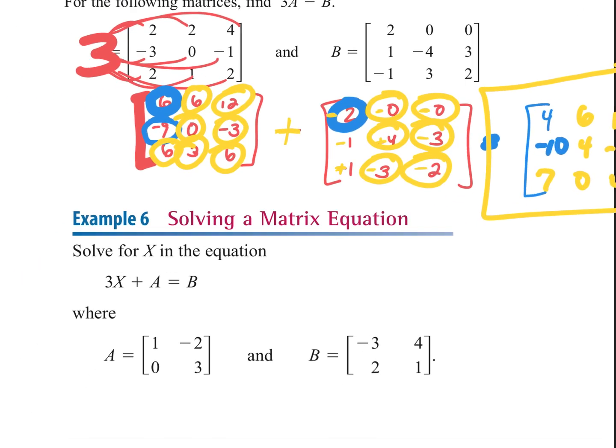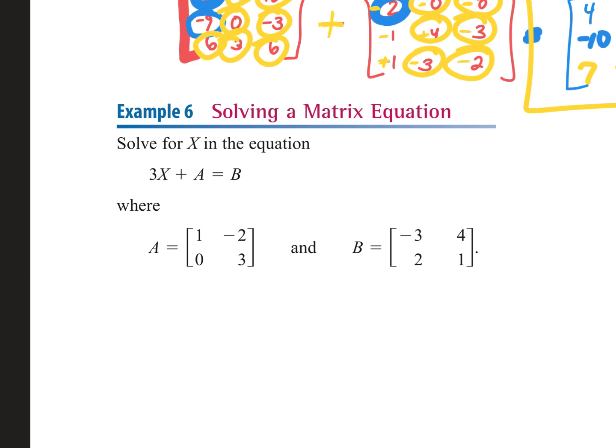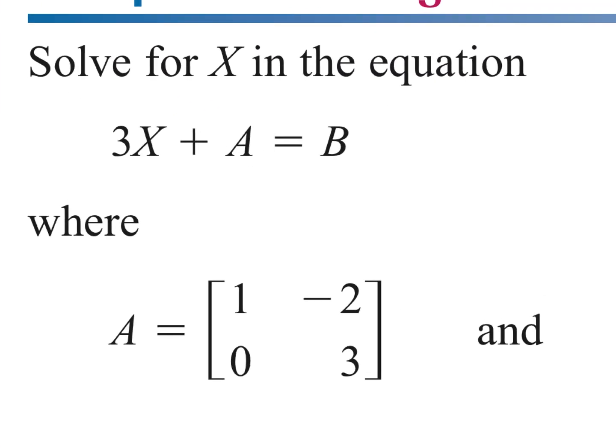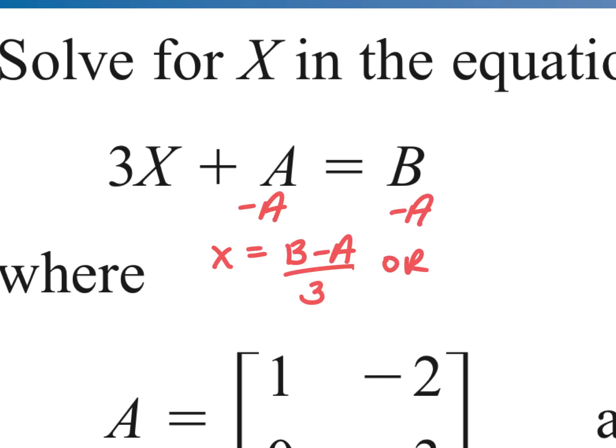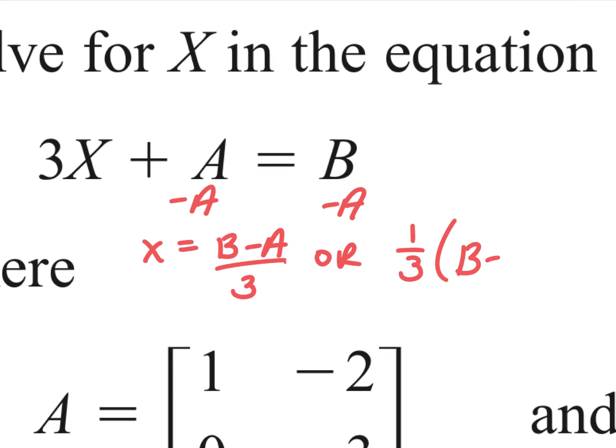So in a question like this, it says solve for x. Look at the equation itself. How would you solve for x? What would you do to get x by itself? Well, what do you do first? Subtract the a and divide by 3. So x equals b minus a divided by 3. I could also rewrite this as 1/3 times b minus a.